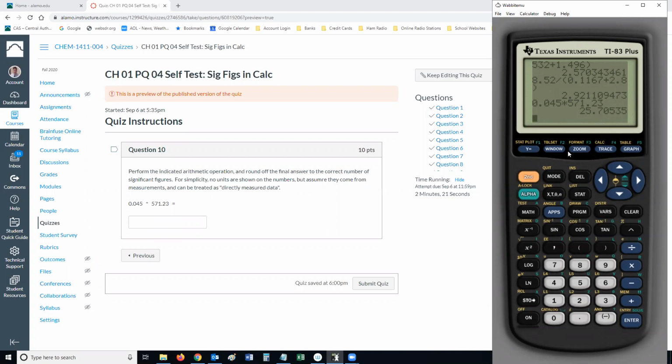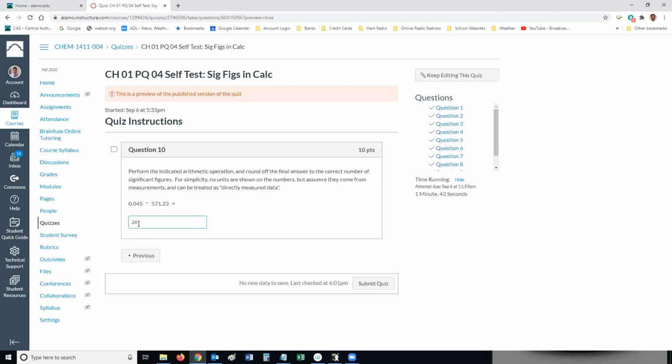Well, 0.045 has only 2 significant figures, because zeros at the beginning of a number are not significant. The other number, 571.23, has 5 non-zero digits, and all non-zero digits are significant. That has 5 significant figures, but the other one has only 2. We're limited to 2 figures, so 25.7 will round off to 26. So we'll put that in as 26, and that was the last question, so now we have a Submit Quiz button, and we'll see how we did.